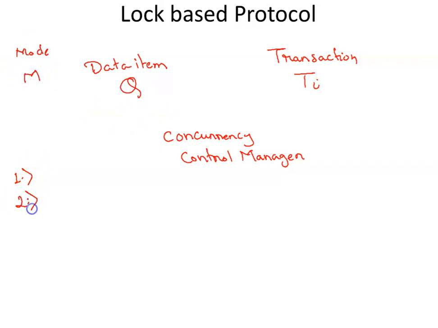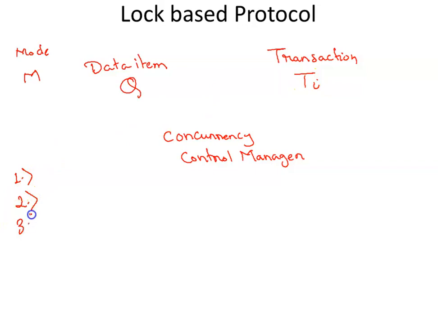In the second step, the concurrency control manager will examine whether the requested lock on Q can be granted to Ti immediately or not. This decision is made on the basis of the current locking state of the database item Q. If Q is currently free, that means no lock exists on Q, or it is currently locked in a mode which is compatible with mode M requested by transaction Ti, then the requested lock on Q is immediately granted to transaction Ti. Else, Ti is made to wait till it is feasible to grant the requested lock.